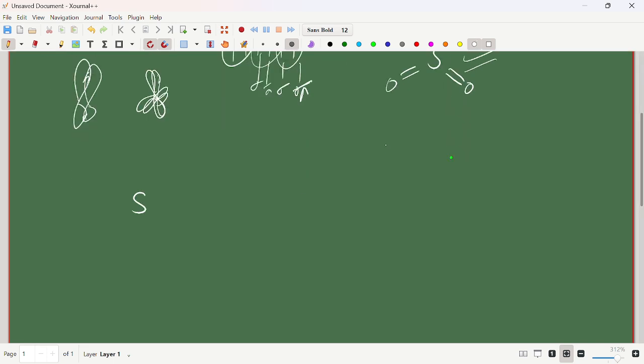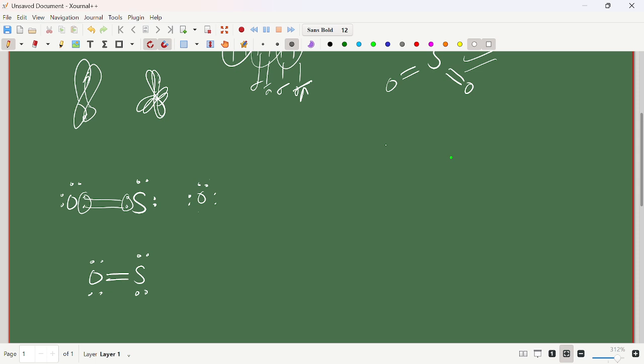Now sulfur has 6 valence electrons. Oxygen has 6 valence electrons. Now what happens is oxygen and sulfur will share 2 electrons and complete their octet. So it is sorted. This is SO2.